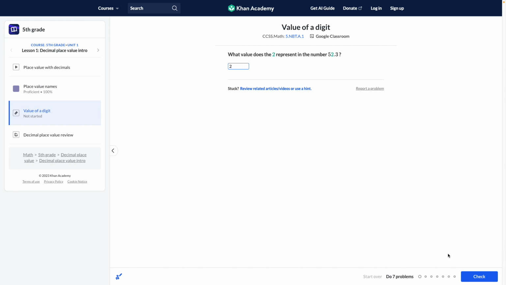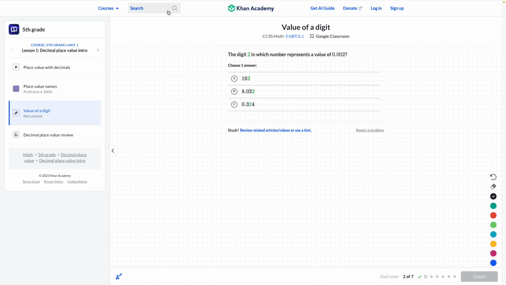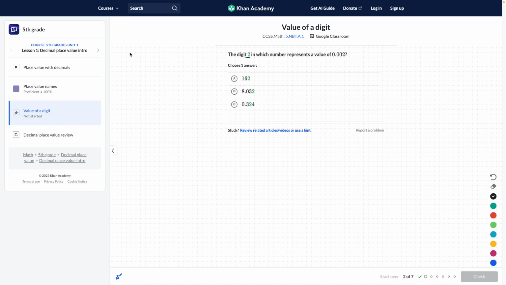Let's do the next one, and we'll start this again. So the digit 2, we are focusing on the digit 2. Which number represents the digit 2 with a value of 0.002? So we're interested to see in which one of these numbers the 2 is in this position, right? With 2 zeros or 2 places before it, but after the decimal point.